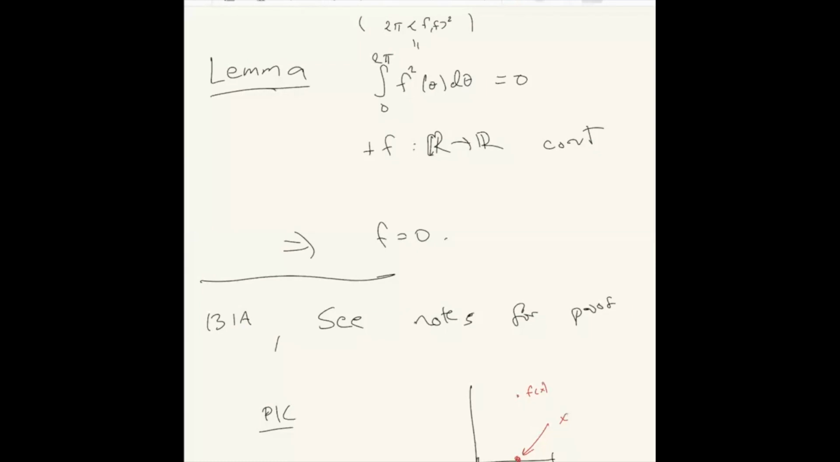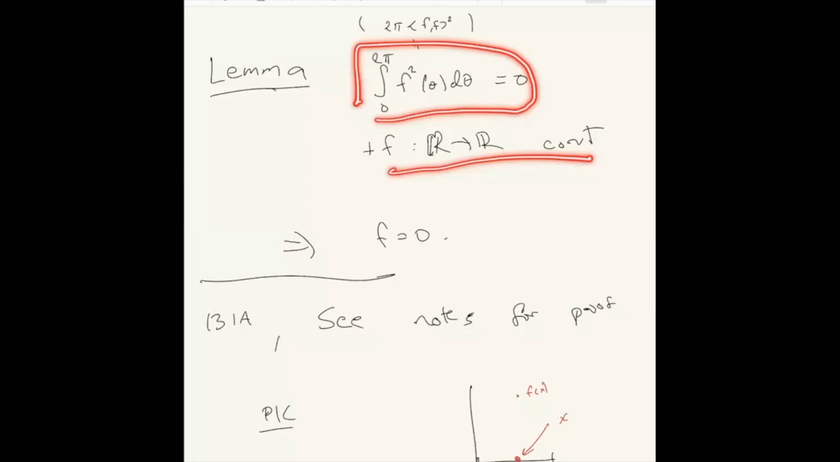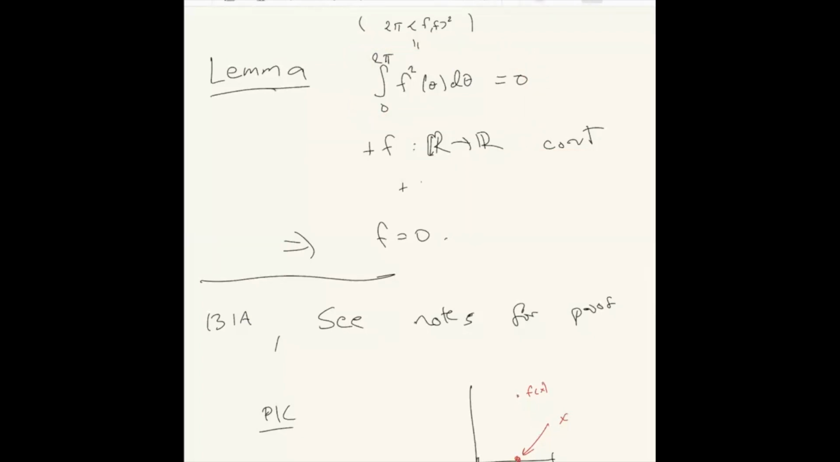That's why we're looking at the square integral. But what we are interested in is that if you have a function whose square integral is 0, and that is continuous and 2 pi periodic, then the function actually has to equal 0 everywhere. So the integral being 0 implies that the function is equal to 0.